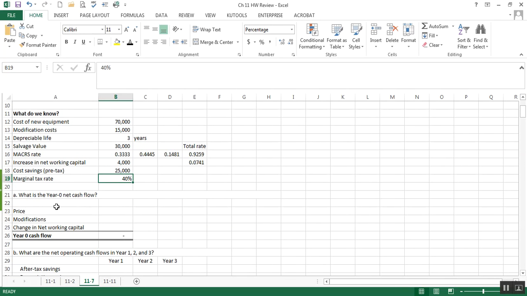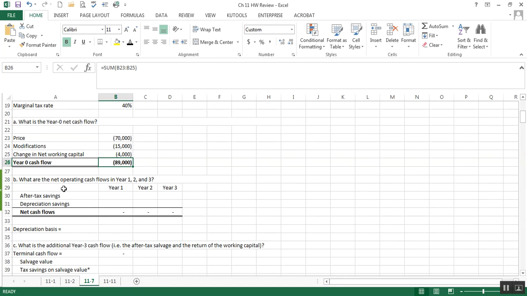So part A is asking, what is the year 0 net cash flow? So that means what is our initial cash outlay for the year. So first, we're going to consider that we have to pay $70,000 for new equipment. That's an outflow, so I'm putting a negative there. We're going to have modifications, which is an additional outflow of $15,000. And then our increase in net working capital is going to be an outflow of $4,000. So year 0 cash flow is going to be an outflow of $89,000.